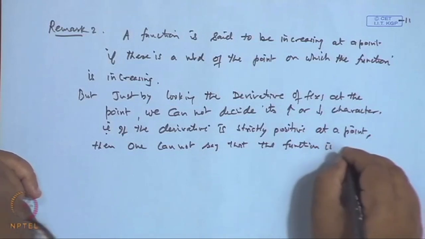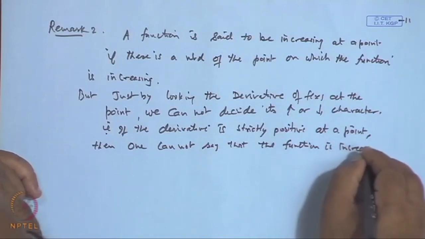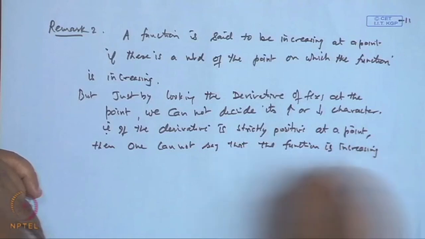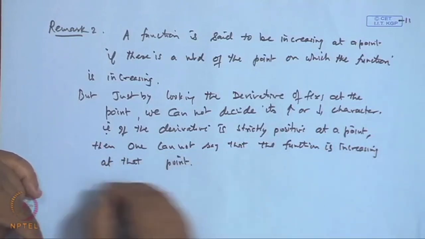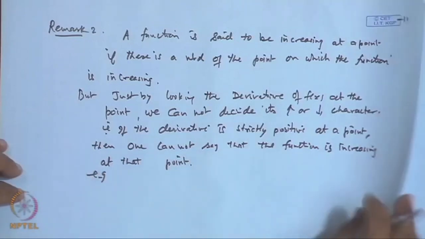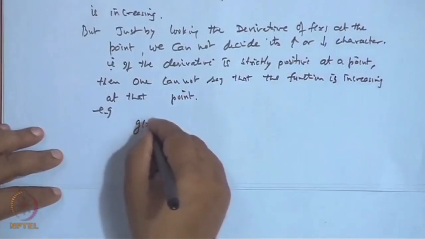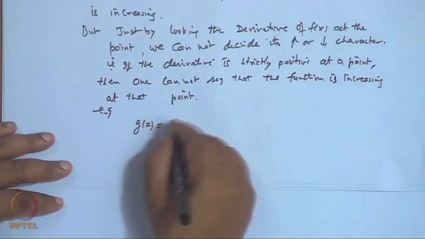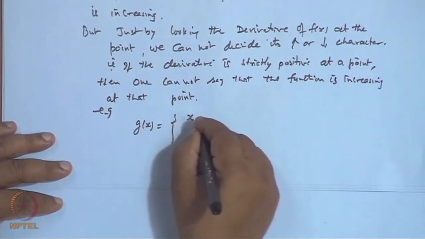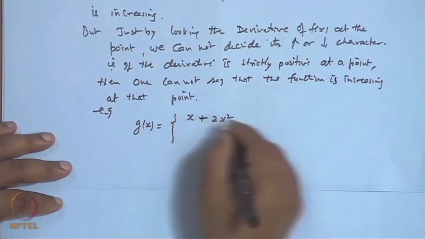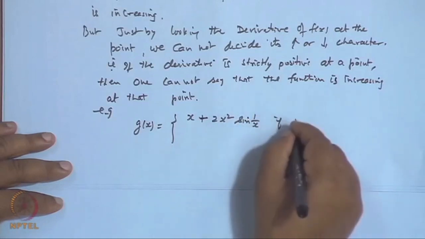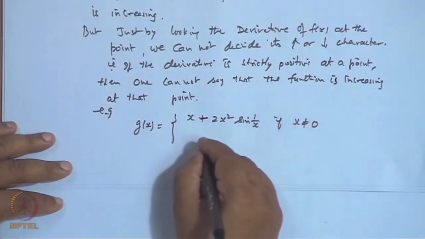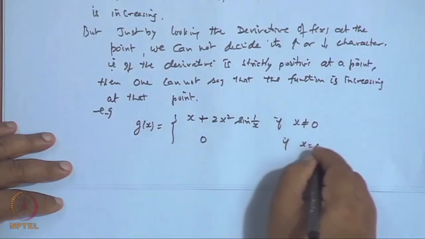Function is increasing at that point. For example, suppose I take a function g(x), which is defined as x plus 2x square sin of 1 by x, if x is not equal to 0, and equal to 0 if x is equal to 0.